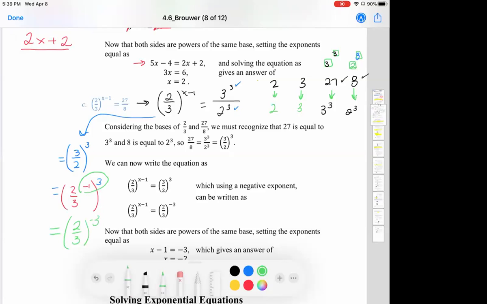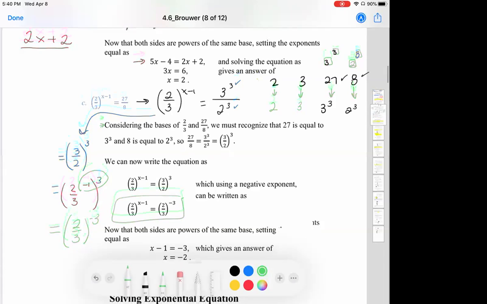Okay, let's rewrite our equation. Let's continue reading our notes. Considering the bases of 2 over 3 and 27 over 8, you must recognize that 27 is equal to 3 cubed and 8 is equal to 2 cubed, just like we did. So 27 over 8 is the same thing as 3 cubed over 2 cubed, which is equal to 3 over 2 cubed. Now we can write the equation using that 3 over 2 cubed. But like you will notice, we need that negative exponent, right? So now we are here. We're working with that part of our problem.